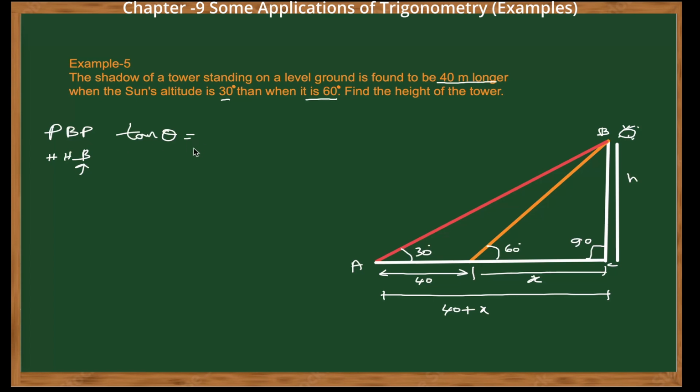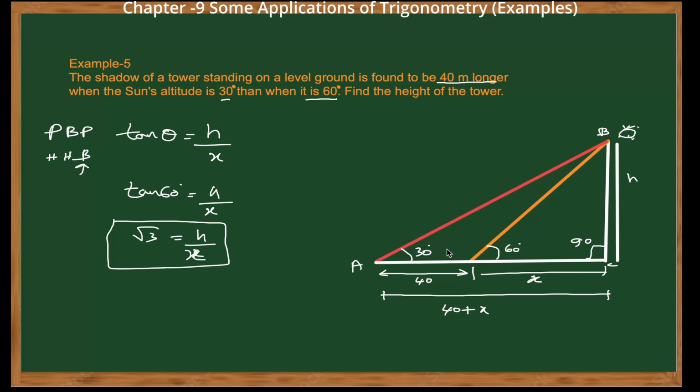So tan theta: the perpendicular to this is H. We don't have the value of H, so let's put it as H. Then the base is nothing but this, and its value is X. So we have tan 60 degrees equals H by X. What is tan 60? Tan 60, you know, is nothing but root 3. So root 3 equals H by X.